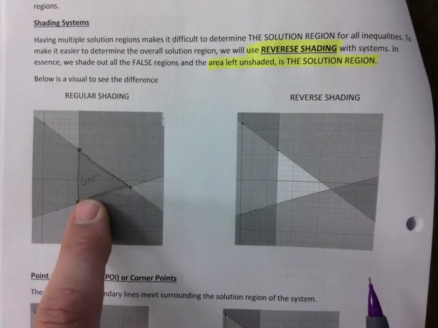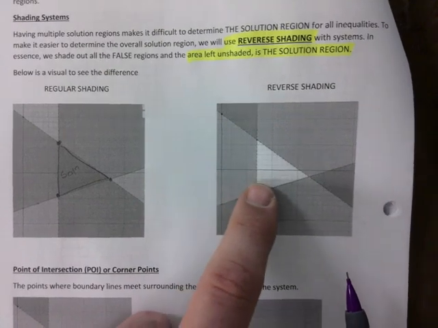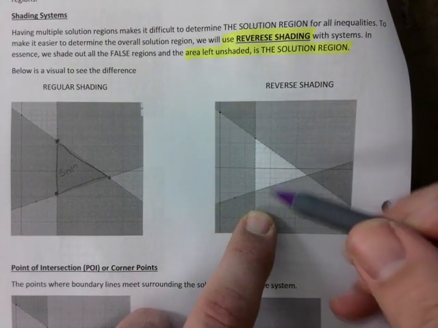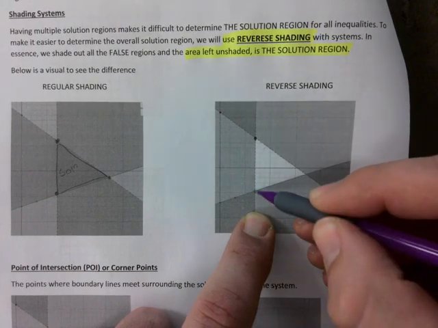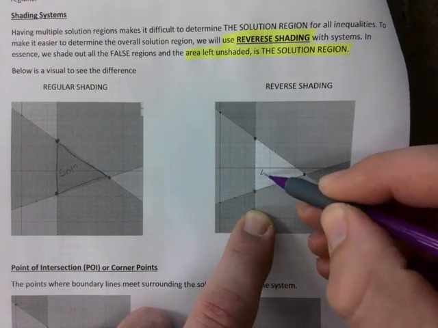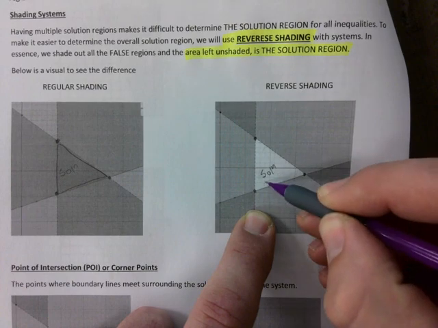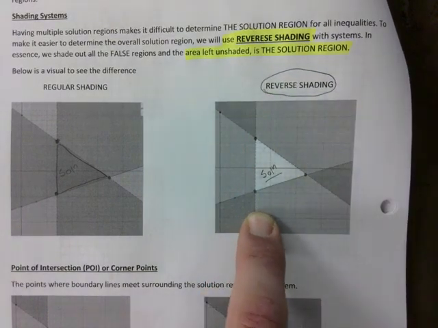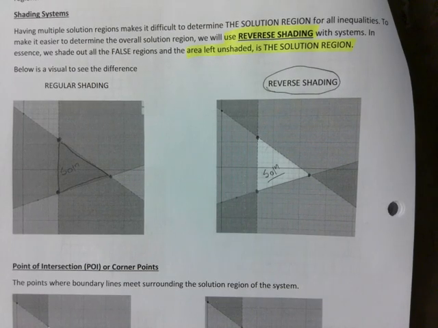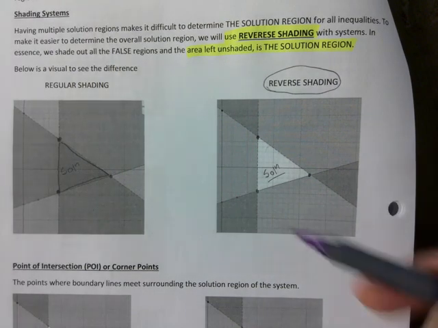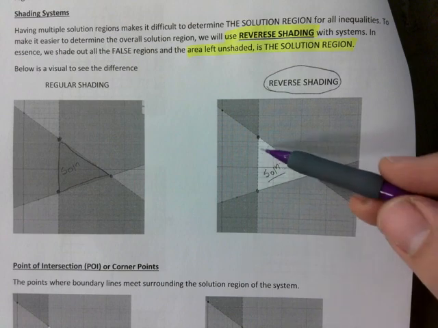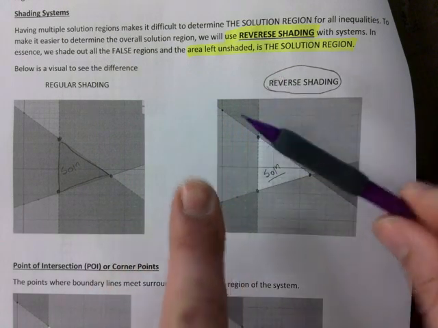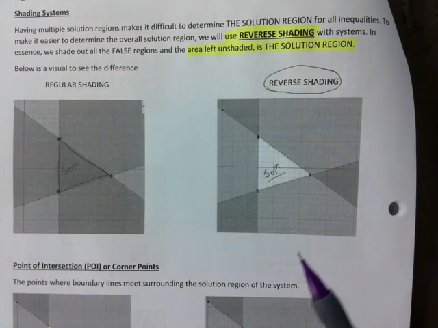So watch this. If you use reverse shading, whatever isn't shaded at the end of the day is your solution region. So it makes it a lot easier. So this is the solution region using reverse shading. That's why I will stress using reverse shading, because then you're like, hey, everything else is gone. Obviously, this is my solution here, because you shaded out the false for every inequality present.